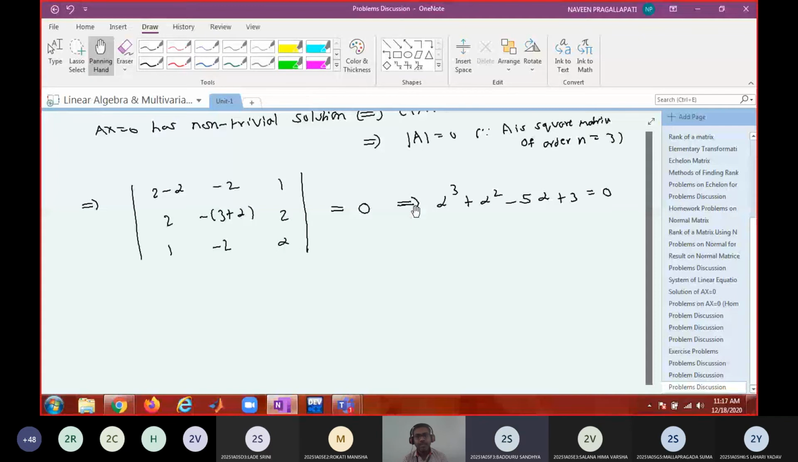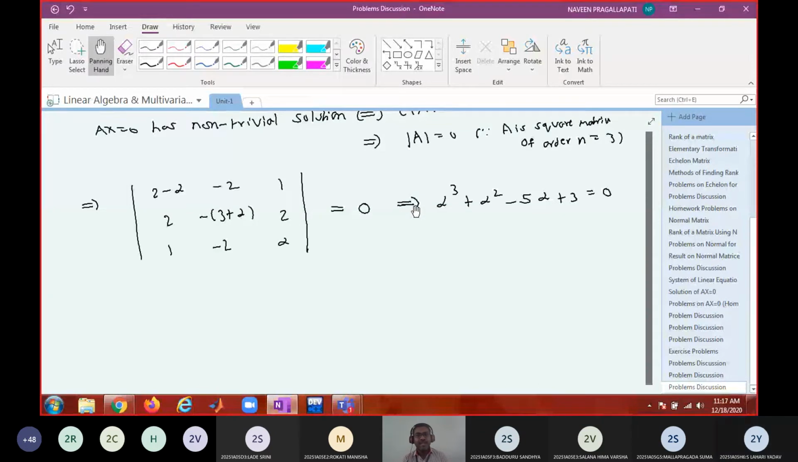Mode or shift mode? Alpha equal to minus 3 is one root. Yes, I understand. I'm asking you to use the scientific calculator. Is that mode or shift mode? Mode, sir. If you press mode, you will see the equation option.